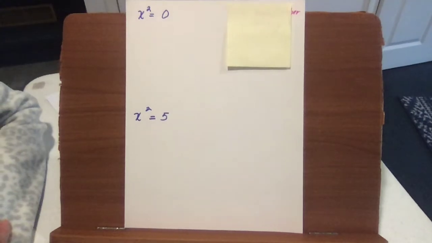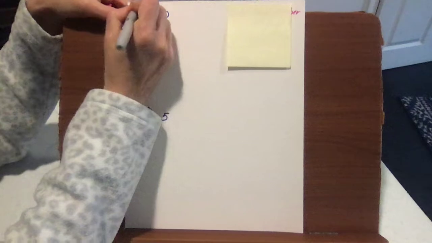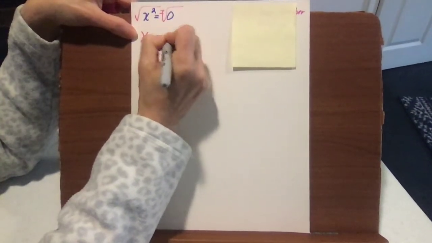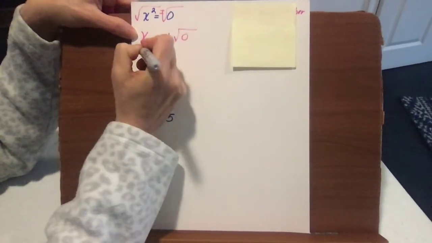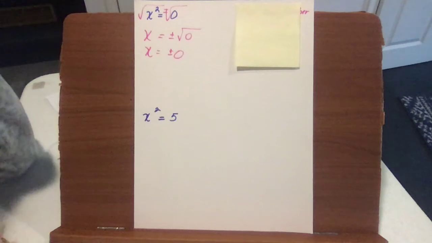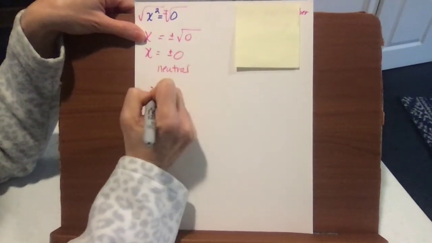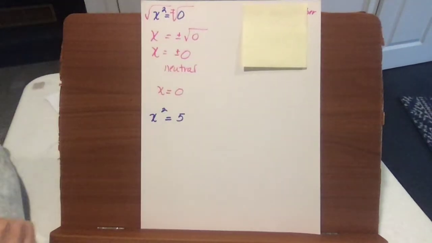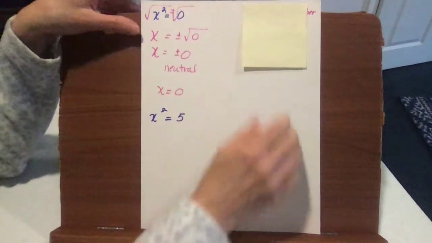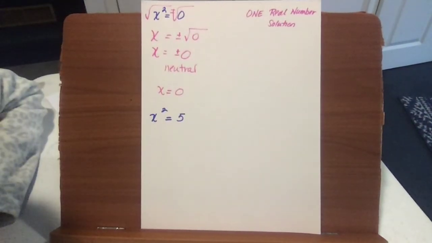X squared equals 0. Alrighty, well, we can take the square root of both of those, as we do, positive, negative, drops out, so x equals positive, negative, square root of 0. Square root of 0 is 0. We don't need a positive, negative because it's a neutral number. So just x equals 0. Now in this case, we only have one answer, and it's a real number, we don't have any problems with that. So we have one real number solution for this.